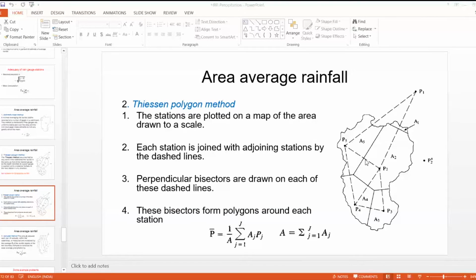And you may wonder how to calculate the area of this polygon. Okay, suppose this P5, one side has these perpendicular bisectors, but the other side is a boundary. But to calculate average rainfall, we need to know the area of this polygon, or we can call it a sector, or this element. Okay, so for that we have to use an instrument called a planimeter.